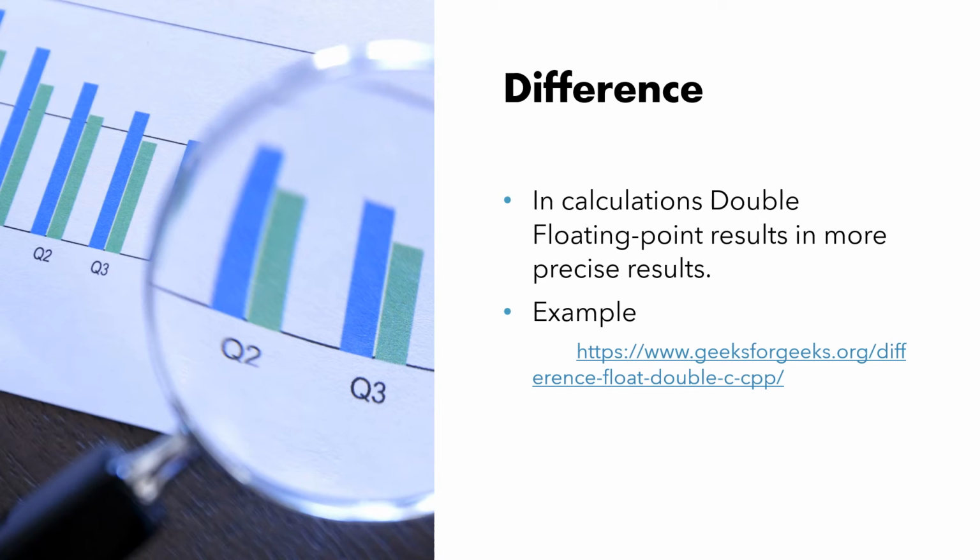You must be wondering about the difference between float and double, as they both store decimal values. In calculations involving decimal numbers, double floating point variables will give more accurate results. You can check the example below to understand more. You can also find this link in the description below.